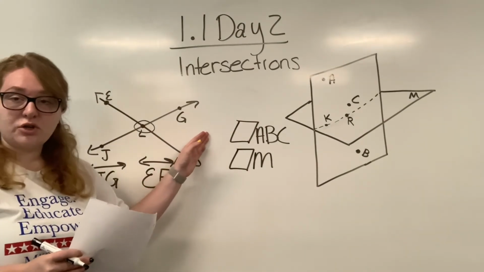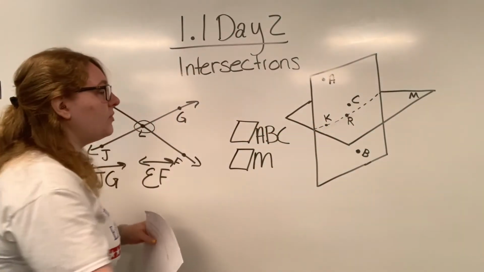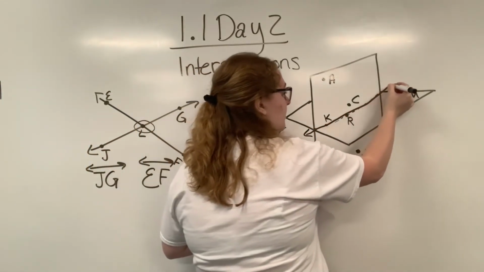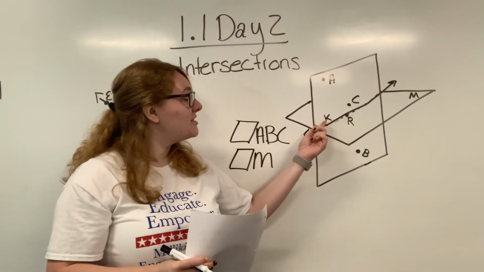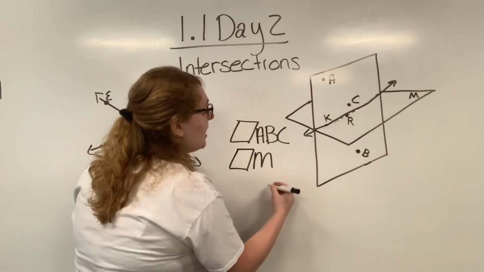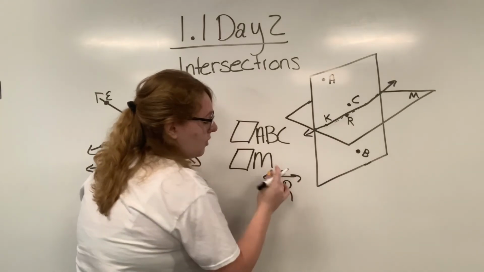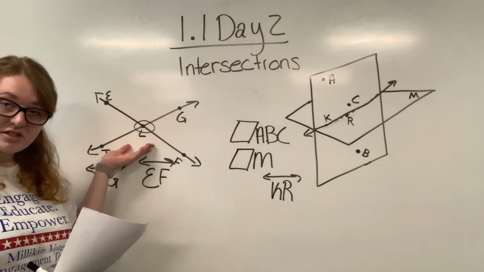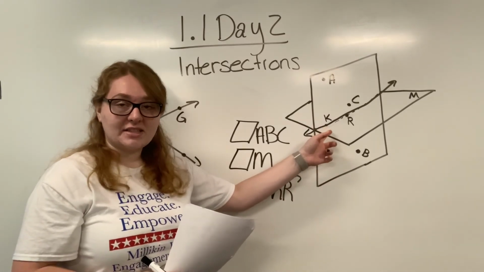Okay? Where these two planes intersect is along this dotted line. When two planes intersect, they form a line. Because we know how to name lines, and we see a point K and a point R on that, we know that these two planes intersect at line KR or RK. You could flip them as well. So when two lines intersect, they intersect at one point. When two planes intersect, they intersect at one line.